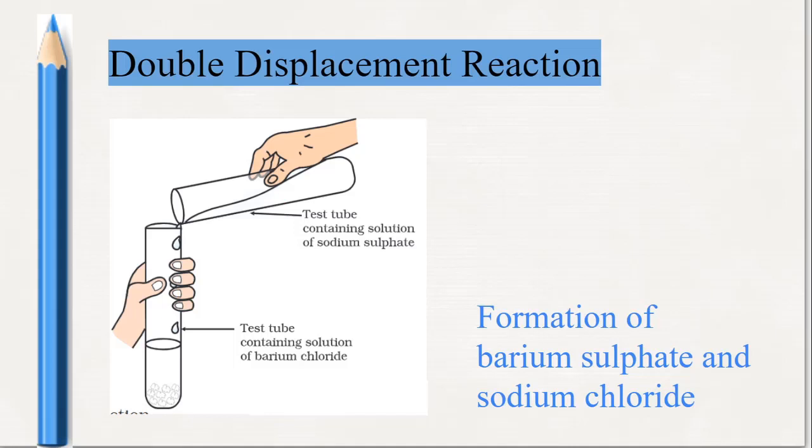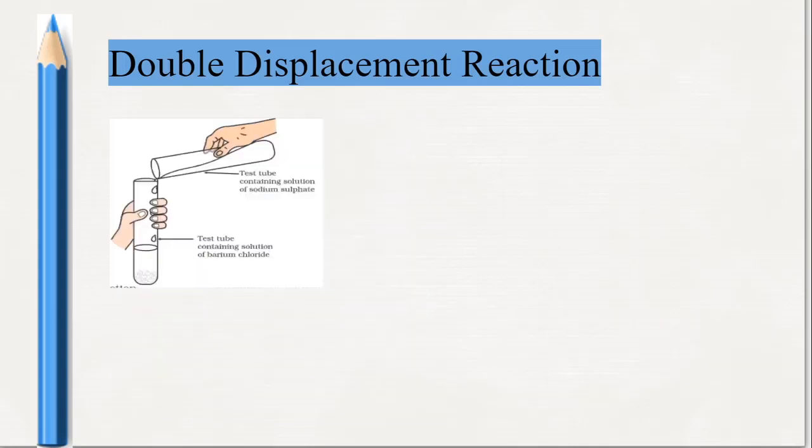In another test tube, take about 3 ml of barium chloride solution. So we are taking two different solutions in two different test tubes. In the first test tube, we are taking sodium sulfate, and in the second test tube, we are taking barium chloride solution. Then what will we do next? Next, we will mix the two solutions as shown in the figure. Now, after mixing, what do you observe? Let us see the observation.